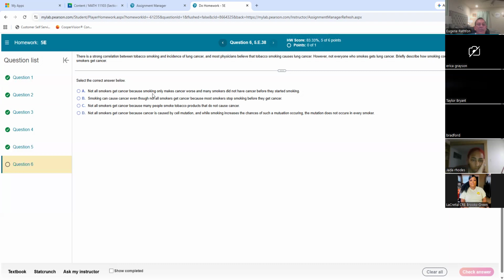Not all smokers get cancer because smoking only makes cancer worse, and many smokers did not have cancer before they started smoking. Smoking can cause cancer even though not all smokers get cancer because most smokers stop smoking before they get cancer. Not all smokers get cancer because many people smoke tobacco products that do not cause cancer. Or not all smokers get cancer because cancer is caused by cellular mutation. And while smoking increases the chances of a mutation occurring, the mutation does not occur in every smoker.